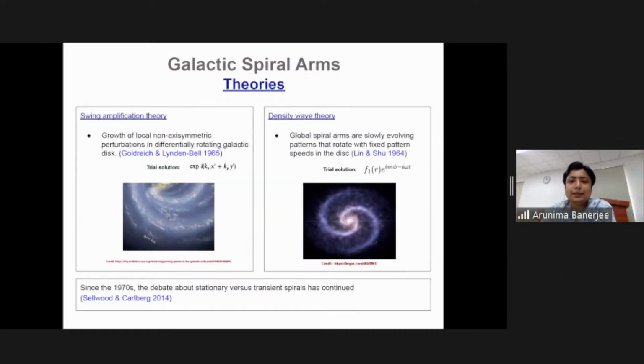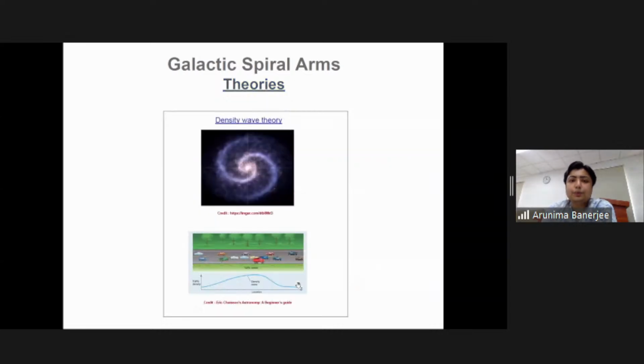Now let us look at an interesting thing over here. I have two pictures. Swing amplification, which is the theory of local non-axisymmetric perturbation, explains our flocculent spirals, which are tightly wound, patchy kind of spirals. And we have the density wave theory, which is a global non-axisymmetric perturbation, which explains the continuous grand design spirals.